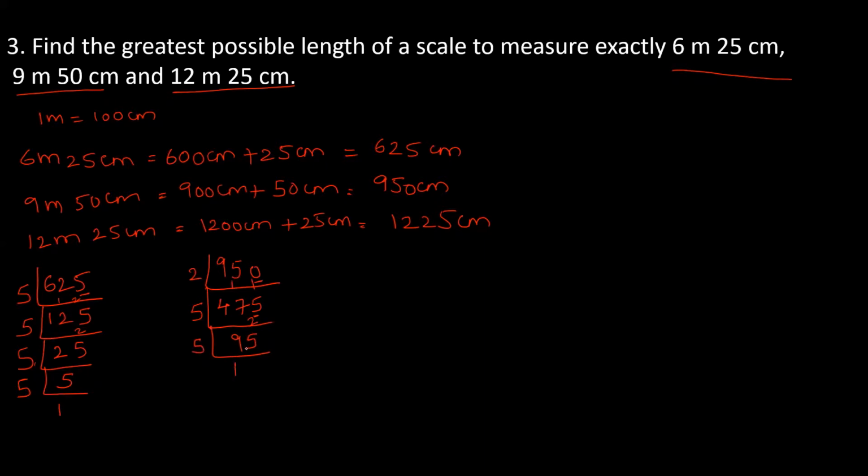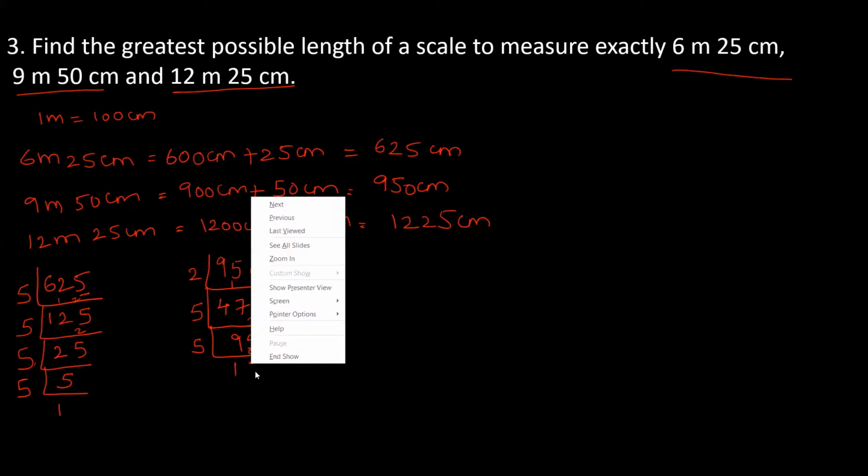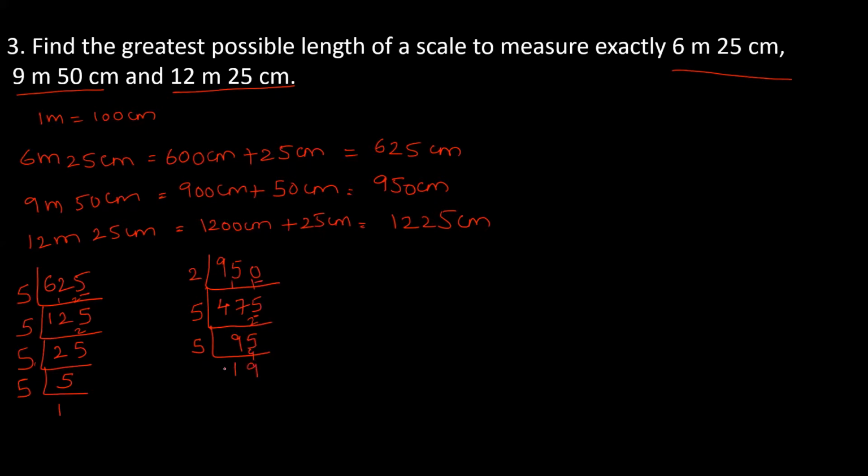9 minus 5, how much? 4. So 4 5, 45. 5 9s are 45. 19 is a prime number. It won't come in any other table, so it will come in one time itself. So 19 1s are 19.